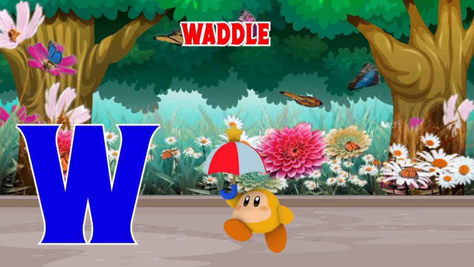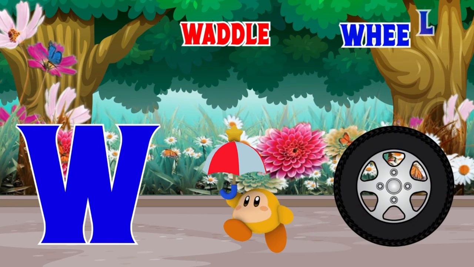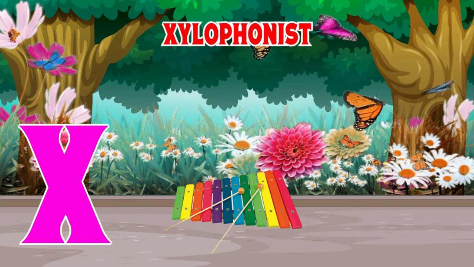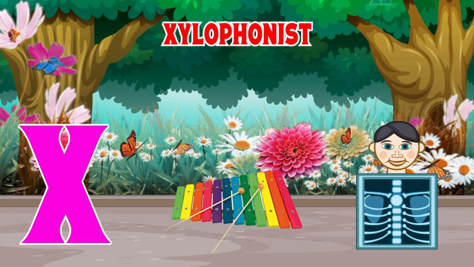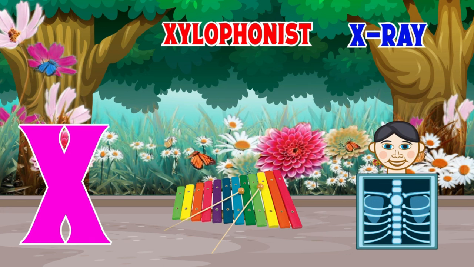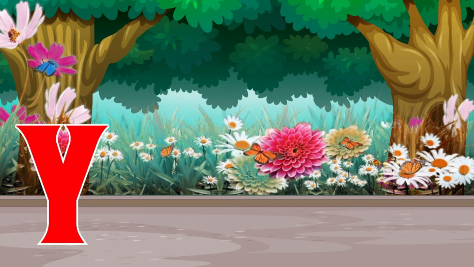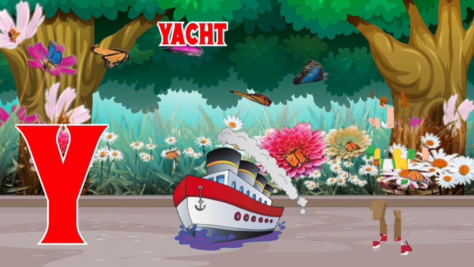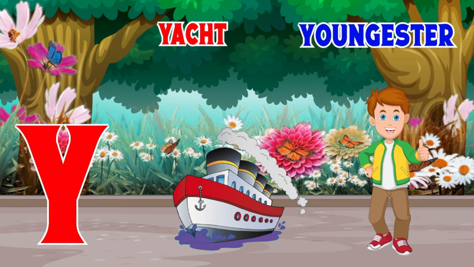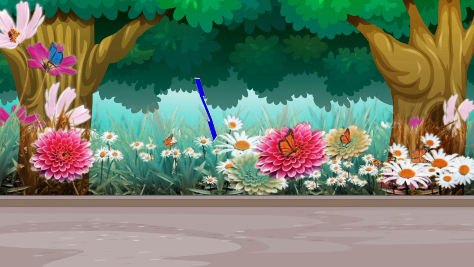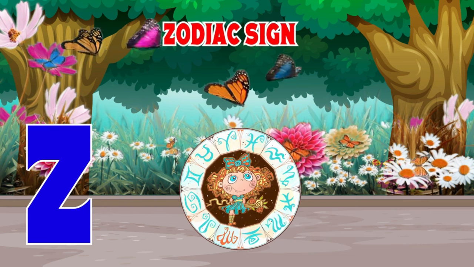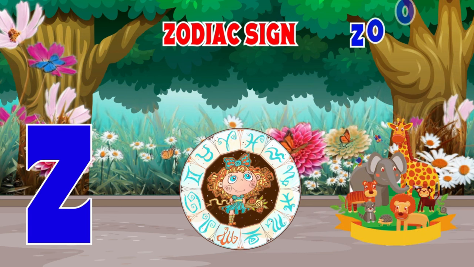W for rattle. W for wheel. X for xylophone. X for x-ray. Y for yacht. Y for youngsters. Z for zodiac sign. Z for zoo.